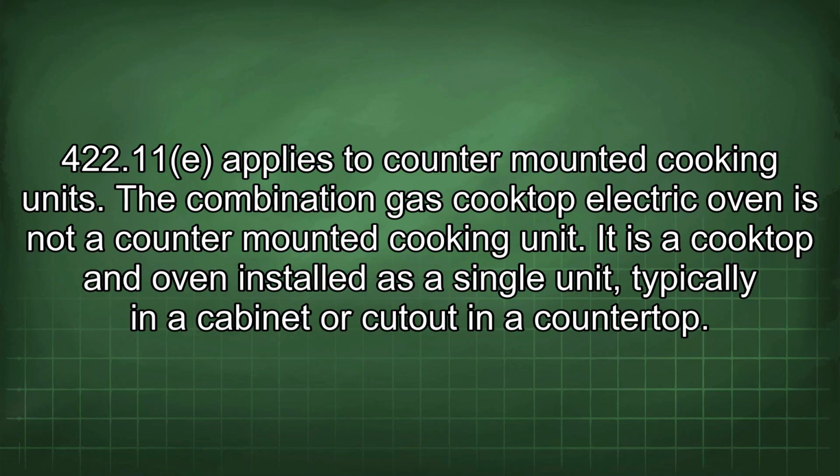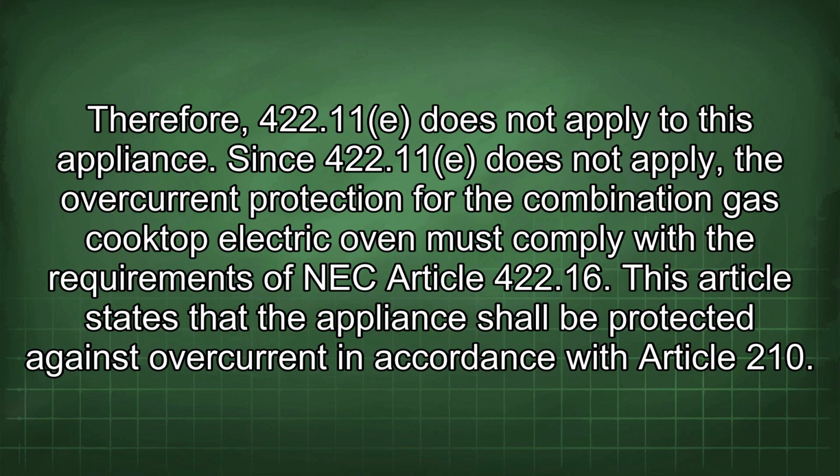422.11 applies to counter-mounted cooking units. The combination gas cooktop electric oven is not a counter-mounted cooking unit. It is a cooktop and oven sold as a single unit, typically in a cabinet or cutout in a countertop. Therefore, 422.11 does not apply to this appliance.